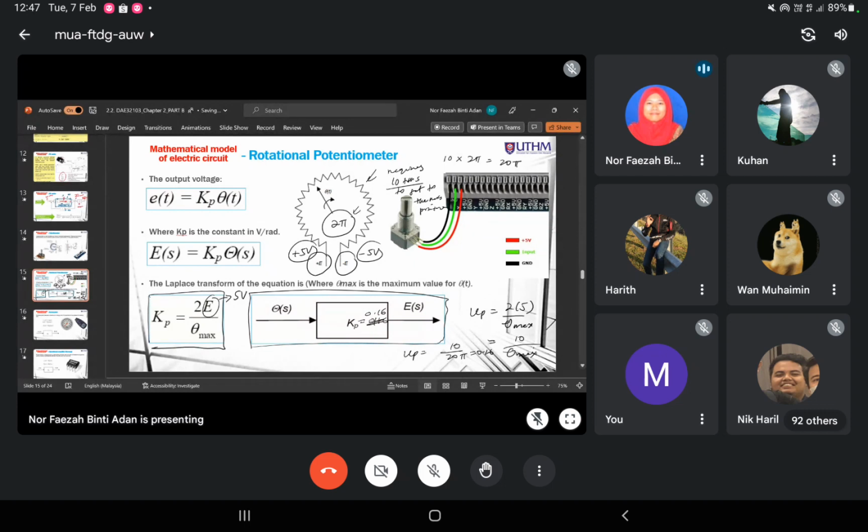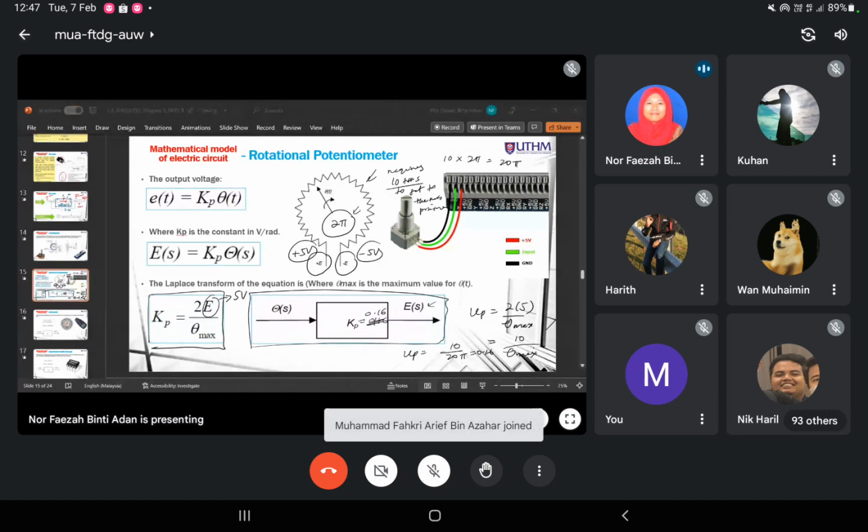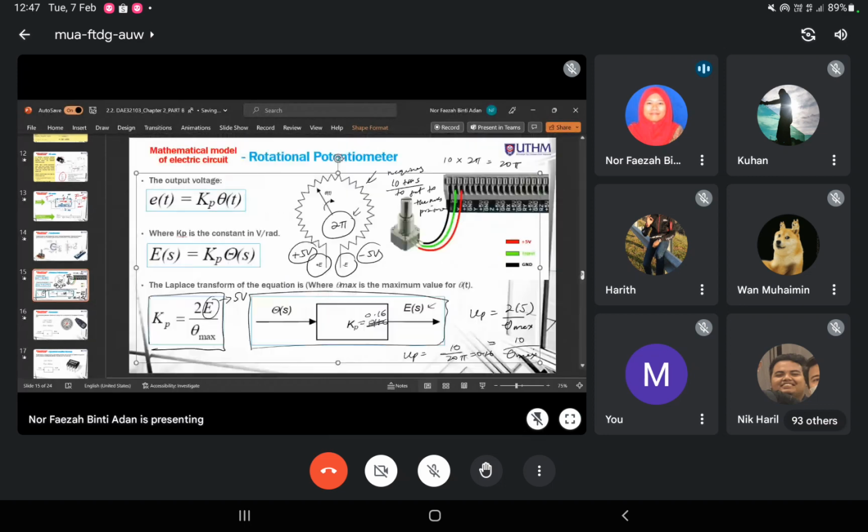Okay, theta S goes through Kp and then Es, which is your voltage, output voltage over you punya input angle. Sebab untuk potentiometer dia punya relationship is between the rotational angle versus your output voltage lah. Output voltage tu adalah E.